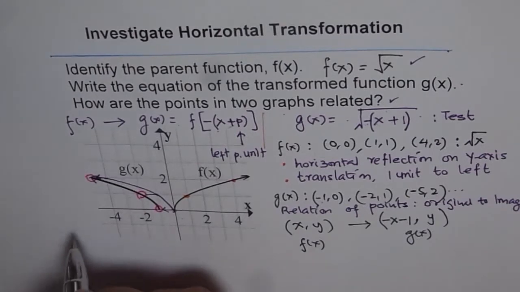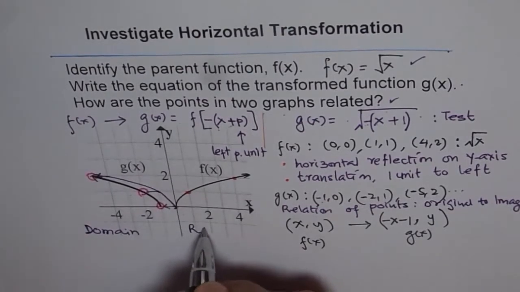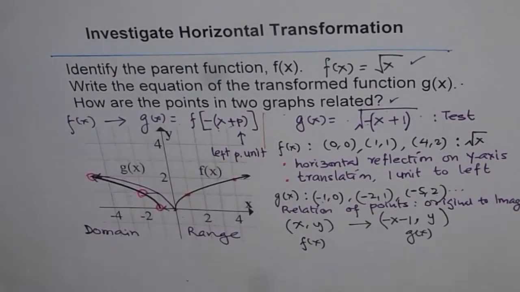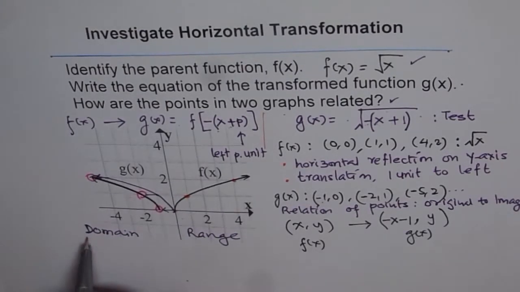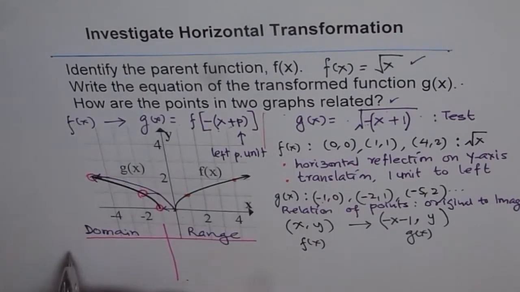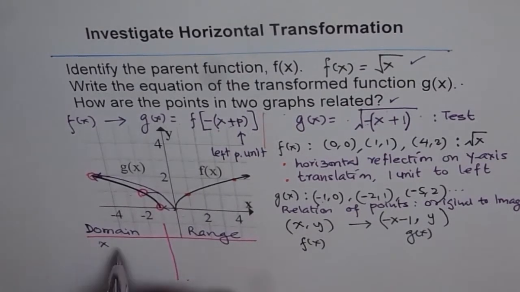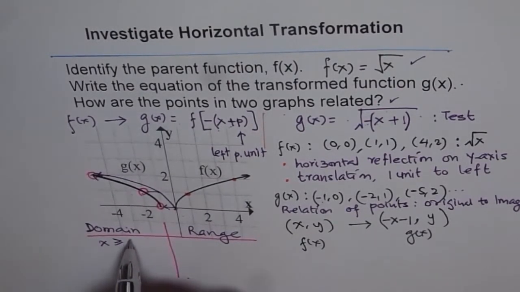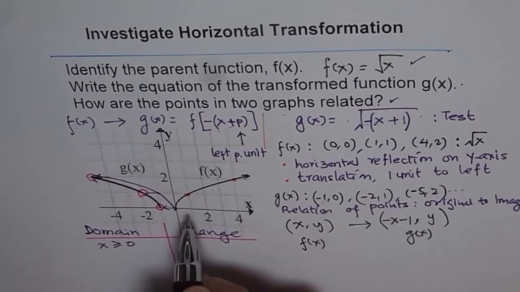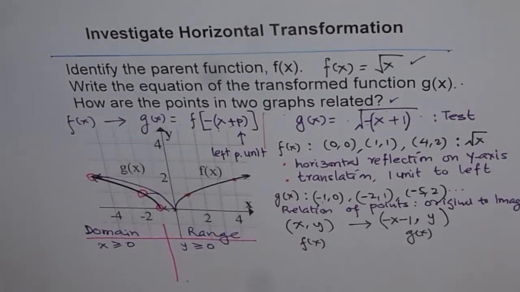Now for you as an exercise, I will ask you to write domain and range. So write domain and range for both. That means I want you to write domain and range for the original function f of x and for the transformed function, right? So for the original function, domain and range is what? Domain is x is greater than or equal to 0, and the range for the original function is y is greater than or equal to 0. That is for the original function.